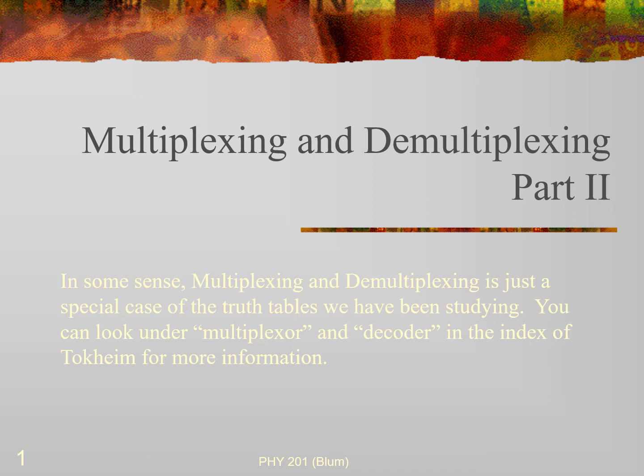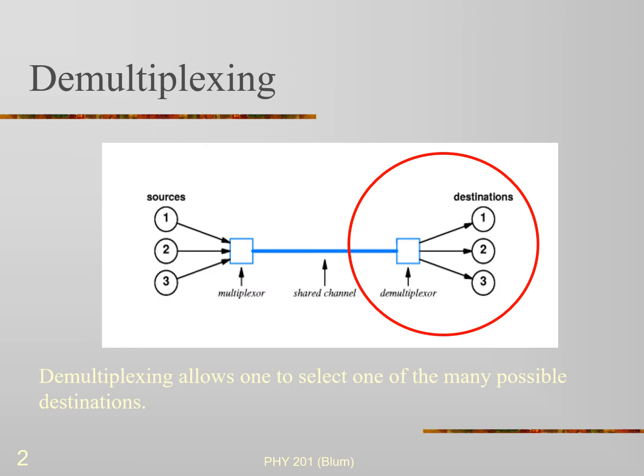The job of the multiplexer was to select a source, and the job of the demultiplexer is to pick a destination. So there were a number of sources, and the multiplexer picked which source got through onto the shared channel, and then that shared channel is fed into the demultiplexer, and the demultiplexer is going to pick which destination the source information goes to.